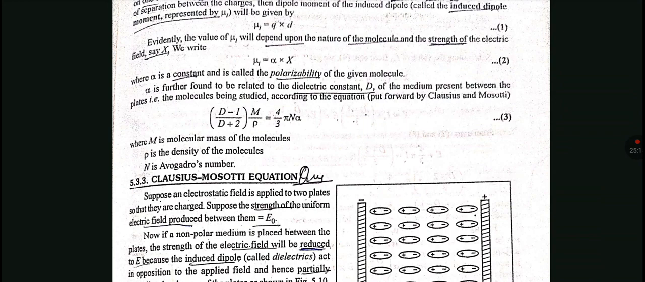Alpha is further found to be related to the dielectric constant of the medium present between the plates, the molecule being studied, according to the equation by Clausius and Mossotti: (D minus 1)/(D plus 2) × M/rho = 4/3 pi N alpha, where M is the molecular mass, rho is the density of the molecule, and N is Avogadro number.